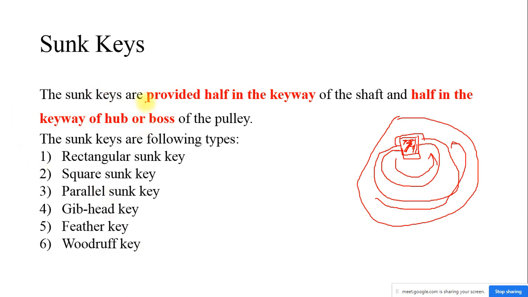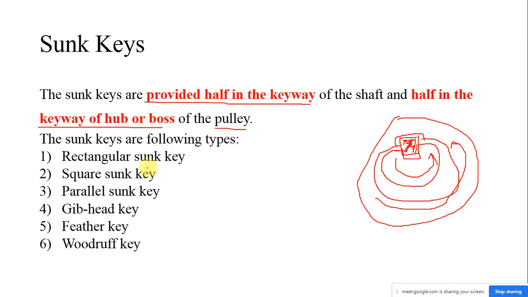The sunk keys are provided half in the keyway of the shaft and half in the keyway of the hub or the boss of the pulley. Not only pulley, it may be any element, where half of the key will be in the shaft and the remaining half will be in the machine element. So following are the various types of keys.